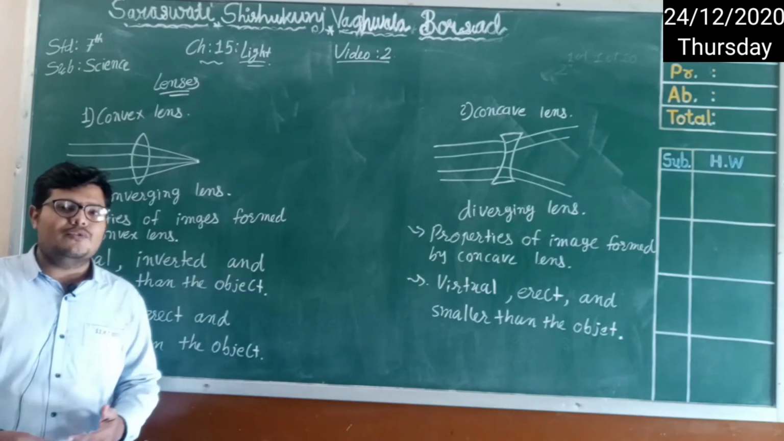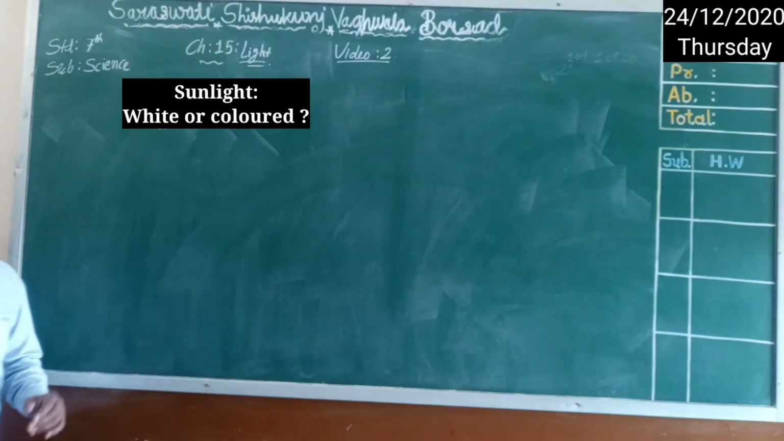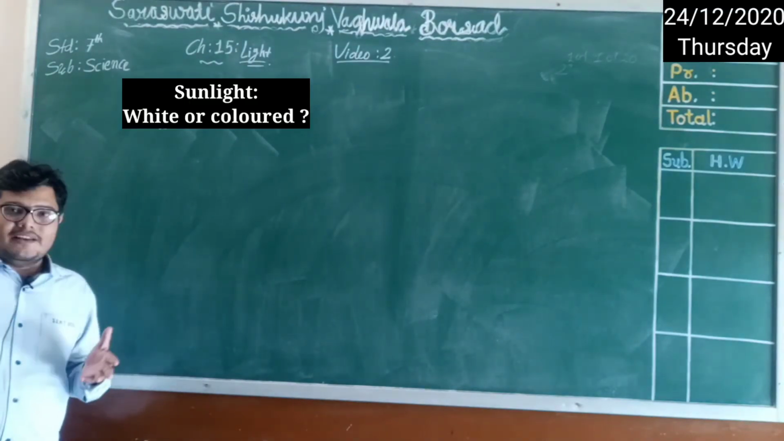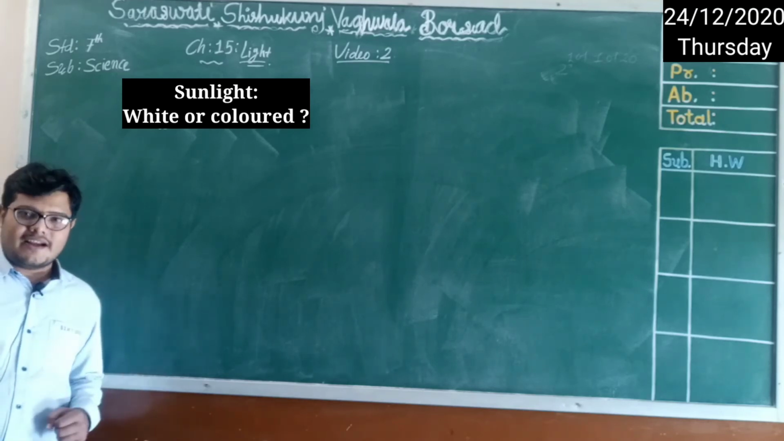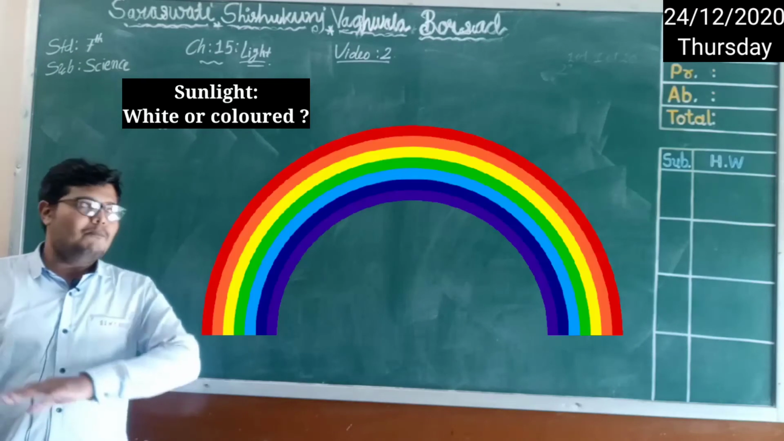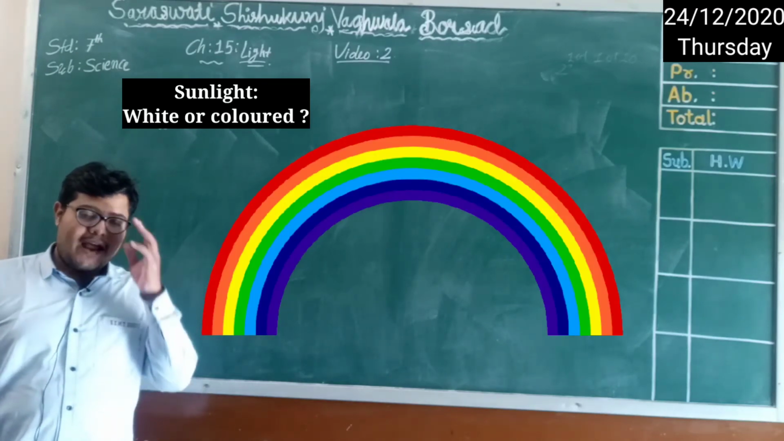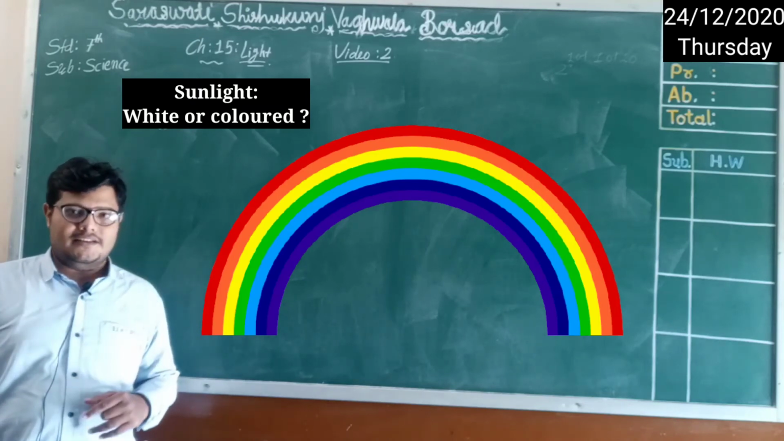Now let's go through the next topic. So our next topic is sunlight. We are trying to identify whether the sunlight that you see daily has any color inside it. During the monsoon season, many times you have seen a big colorful arc in the sky, right? So that arc has many colors in it.